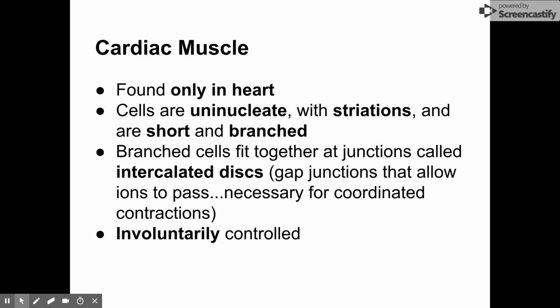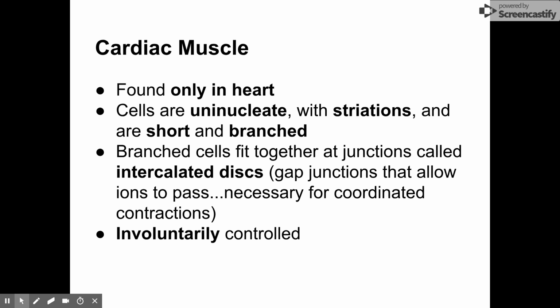The branched cells are going to fit together at these areas called intercalated discs. And those are really important because they allow the cells to communicate and to coordinate their contractions. That's the key. It's really important for your heart to work efficiently that you have those coordinated contractions. You can't just have all the muscles contracting whenever they want. It would be chaos, and that would not make for an efficient pumping process for your heart. These are involuntarily controlled, which again, if you think about your heartbeat, that's not something you are controlling by your thought process. You don't have to think about it to make it happen.